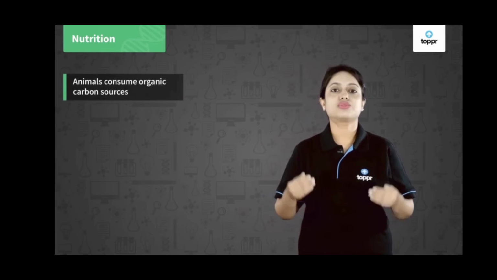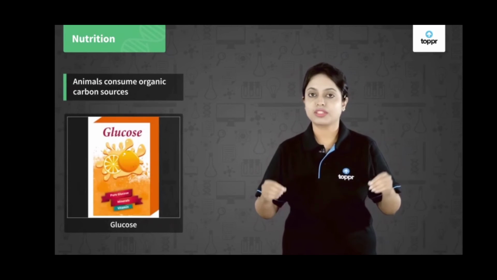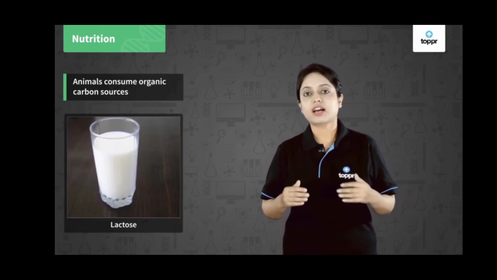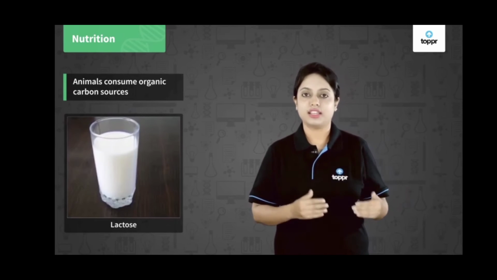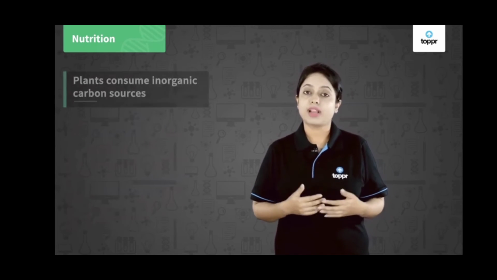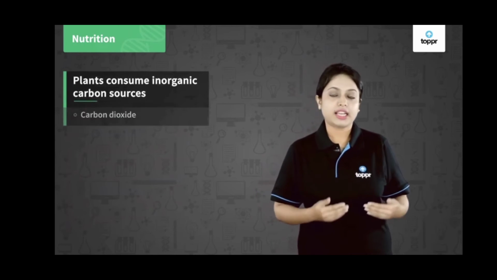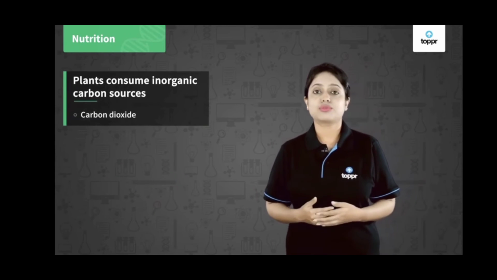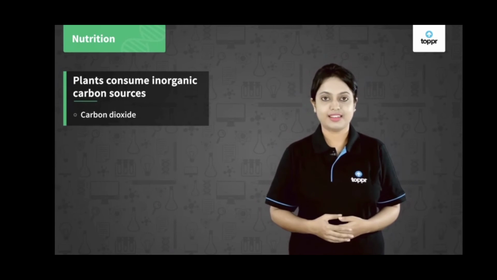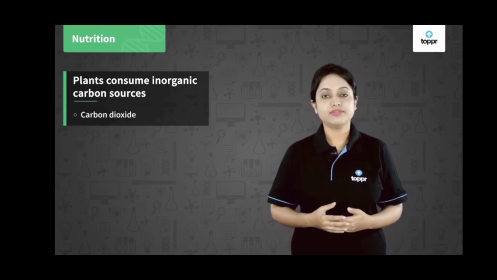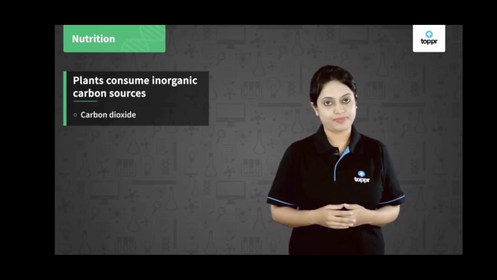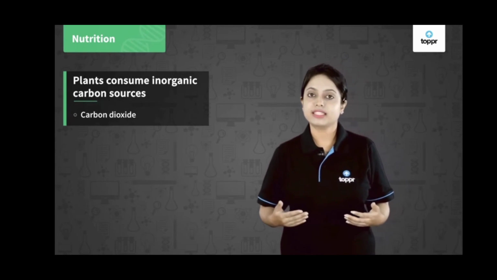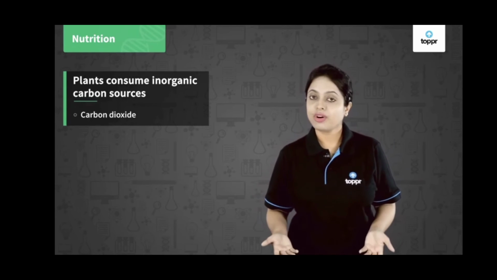Now, different organisms consume different types of carbon sources depending on their complexity. As we just learned, animals consume carbon sources like glucose, lactose, etc. These carbon sources are organic in nature. On the other hand, plants consume carbon sources like carbon dioxide. These carbon sources are inorganic in nature. Plants use this carbon dioxide further for synthesizing their own food. This means that plants can synthesize their own food while animals cannot.